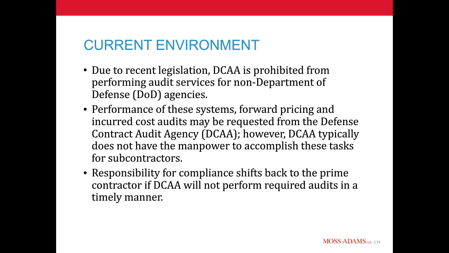The current environment, and a lot of you are experiencing this and know this, is that the DCAA is essentially prohibited from helping you audit your subcontractors. So for example, if you are a prime contractor for a non-DOD contract, for example, Department of Energy or Homeland Security or NASA or others that are non-DOD, the recent Defense Authorization Act that the President signed into law toward the end of last year, in November, indicated that the DCAA is no longer going to be available to perform these audits. They're basically prohibited from auditing for non-DOD agencies now.